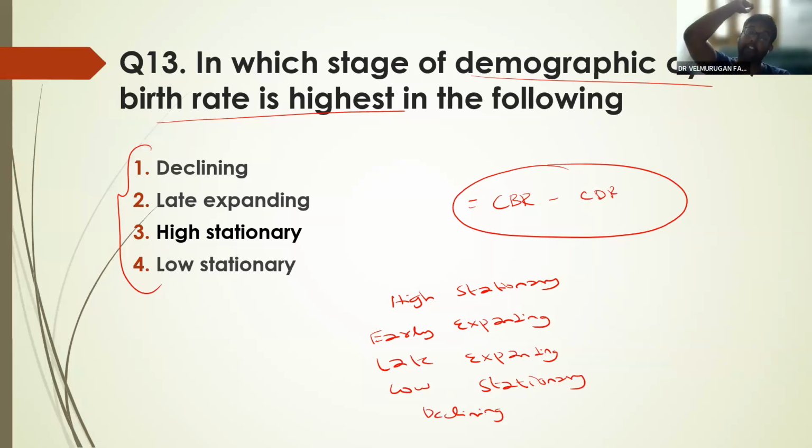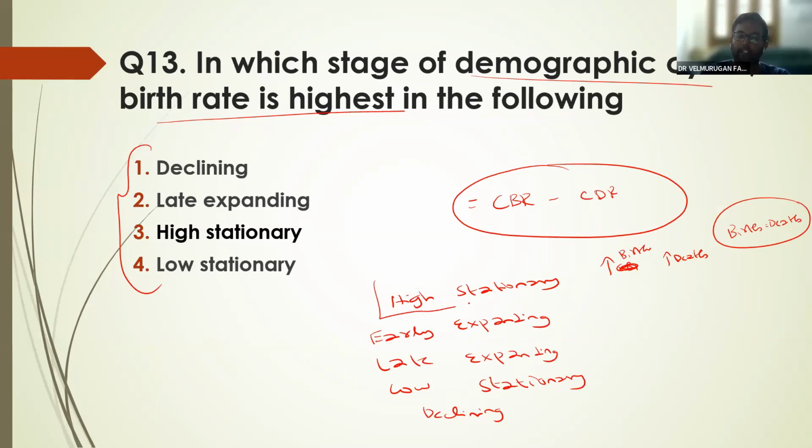See, early in the 1900s, many births and many deaths. So our grandmothers and grandfathers had 10 children, 15 children. But the population did not grow. Why? Because births were equal to deaths. Even if they had 15 children, 14 children would die. So that is high stationary.